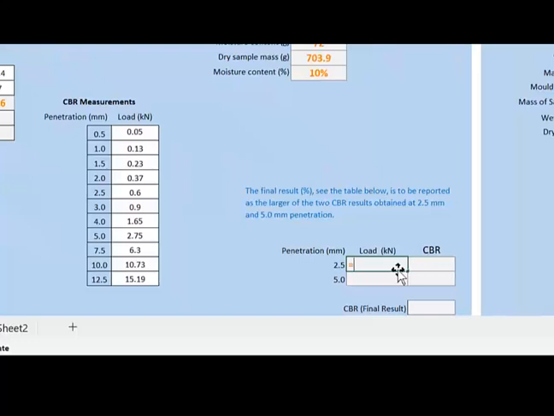Finally, the CBR calculation. I'll first link the values for the 2.5 millimetres and 5 millimetres penetration loads. Now the CBR values are calculated as the load at 2.5 millimetres as a fraction of 13.2 kilonewtons, and similarly for 5 millimetres, the load as a fraction of 19.8 kilonewtons. Note that both these cells have been pre-formatted to display percentage. The final result is the larger of the two.